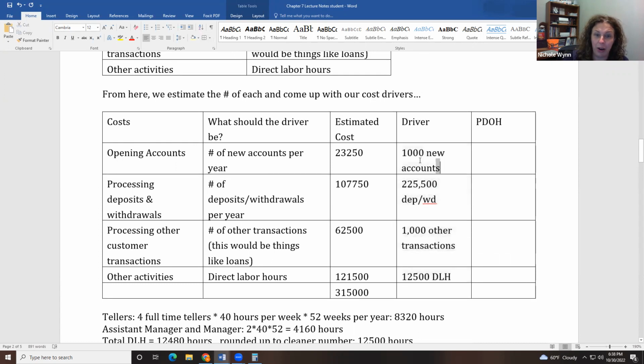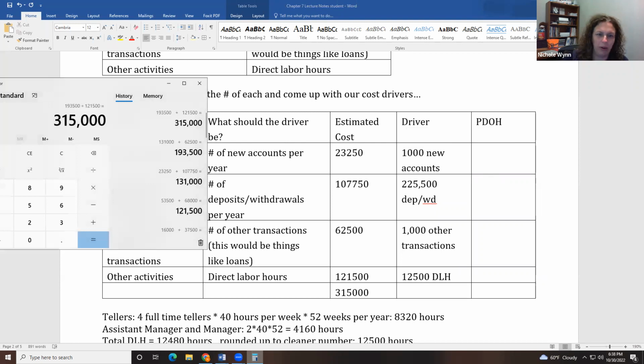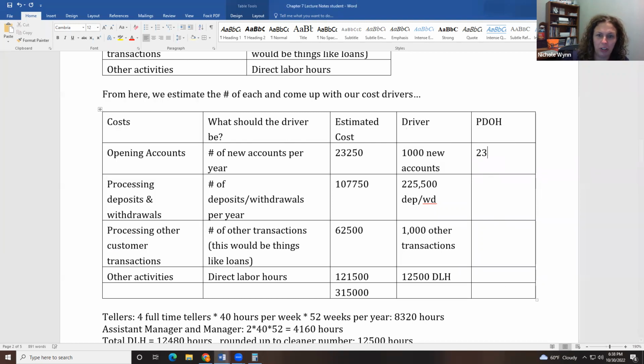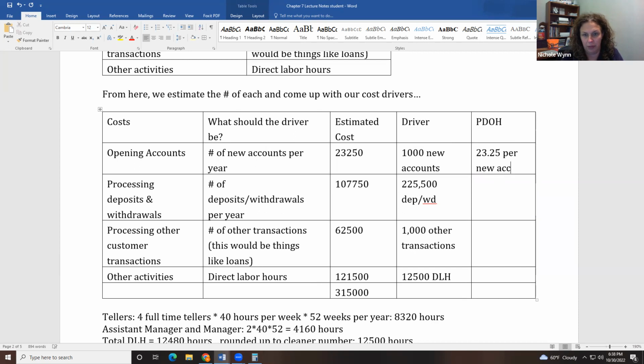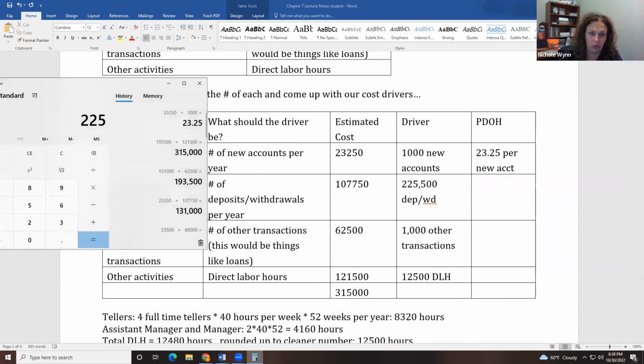And so I decided that I opened 1,000 new accounts during the year. That's a lot, but oh well, I don't know. 23,250 divided by 1,000 is $23.25 per new account. And then I think that it's 225,500. Oh, estimated cost divided by estimated driver.